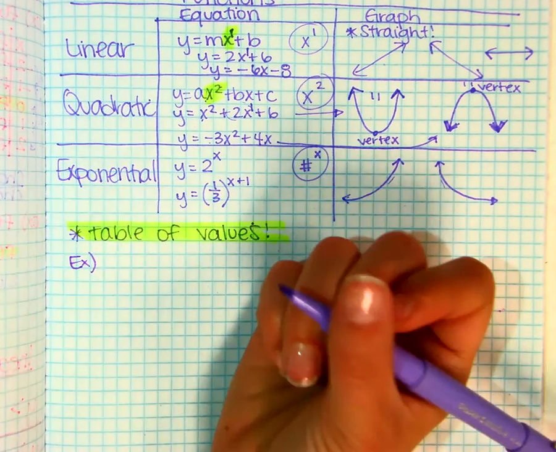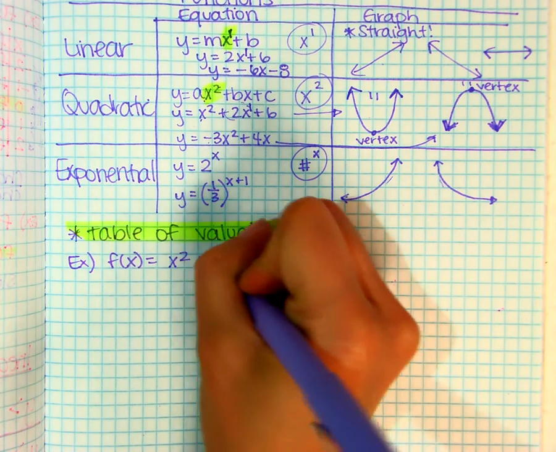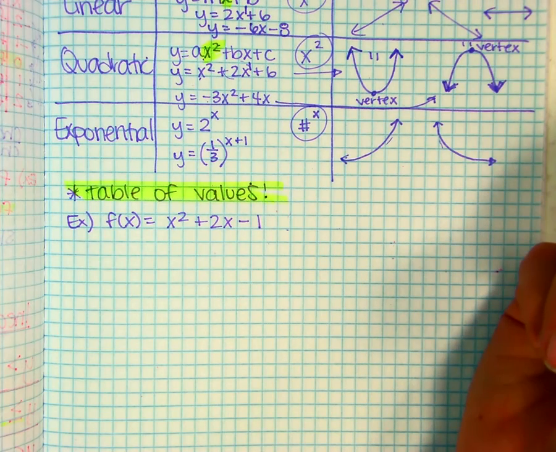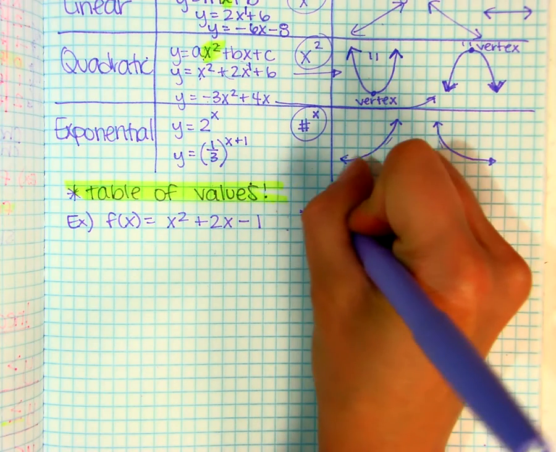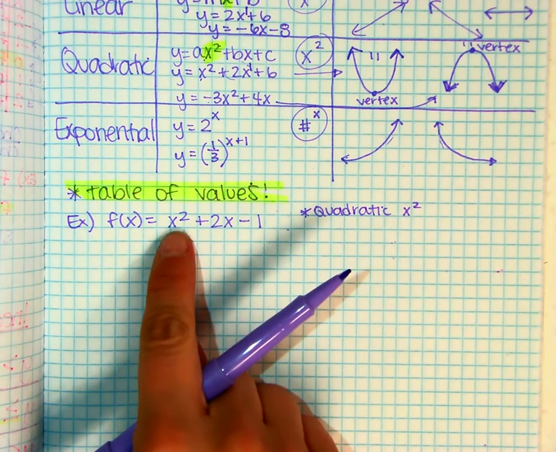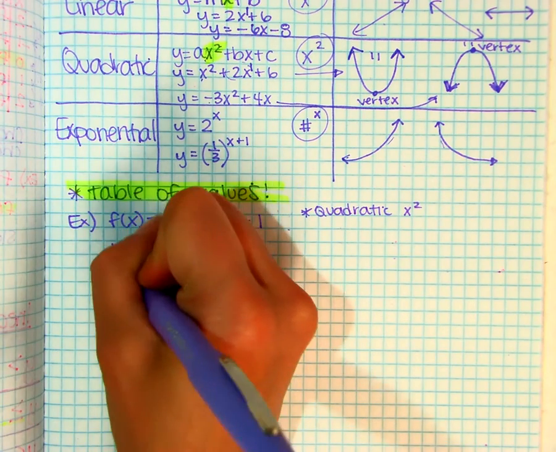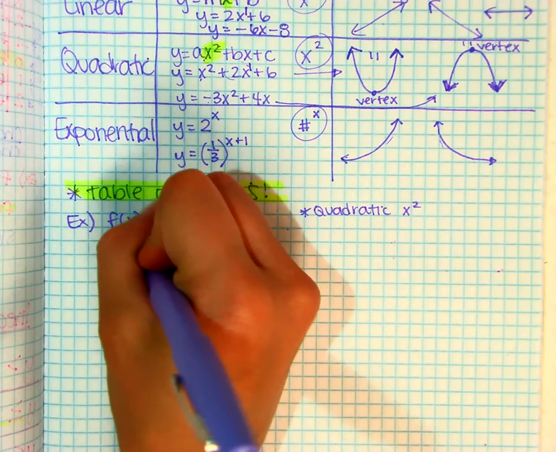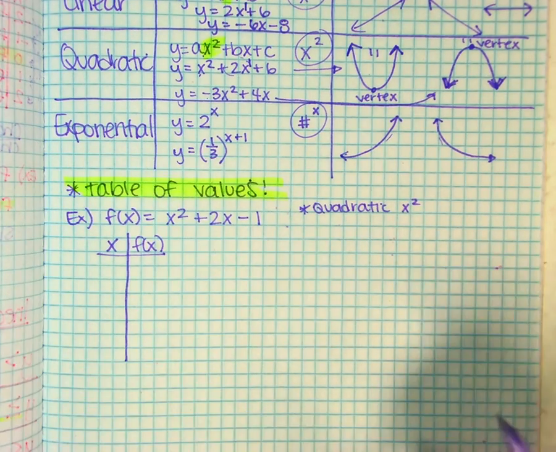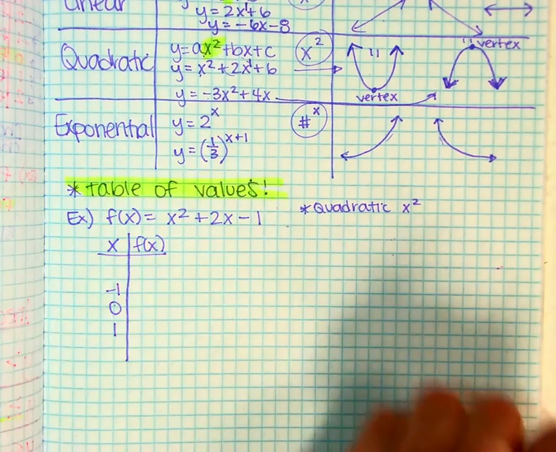So example number 1, if I give you the function f of x equals x squared plus 2x minus 1. What type of function is that? It's a quadratic. And we know it's a quadratic because it has the x squared and there's no variable that's an exponent. So what we're going to do is just make a table of values. Like we said yesterday or in the last video, we can pick whatever x's we want here, but I always like to have them center around 0. So if I put 0 in the middle, then I'm going to go 1 above and 1 below.